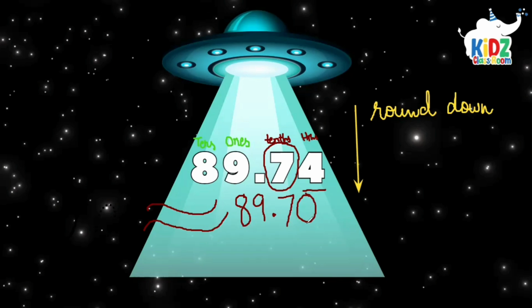However, 89.70 is the same as 89.7, because here the 0 does not have any value. So 89.70 is the same as 89.7. It's your choice whether you write 89.70 or 89.7. So now let's move on and solve another example.